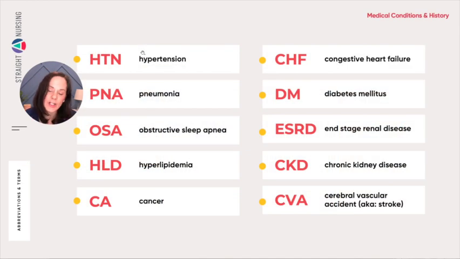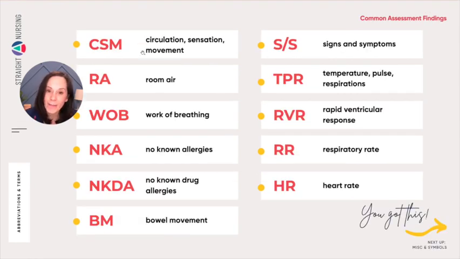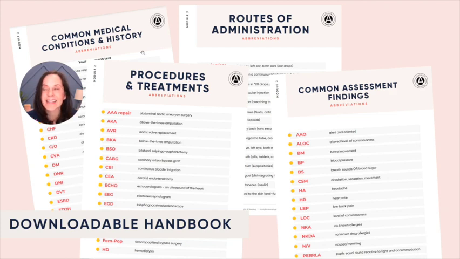So we dive into medical conditions and history. Here you can see just a quick glimpse of what some of those look like. There are a lot more than this. We also talk about common assessment findings. Learning these abbreviations will save you a ton of time. Not only can you take report in clinical really quickly, when you're in class writing notes, these abbreviations will come in so handy. And of course, there is an extensive downloadable workbook with all of this information in it.